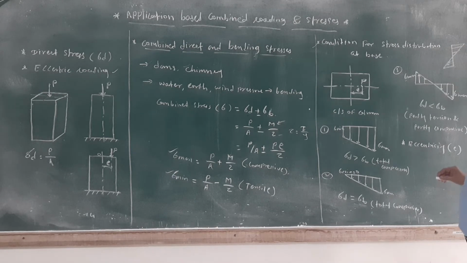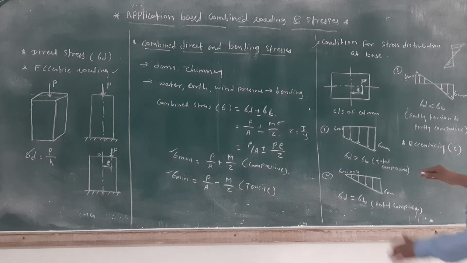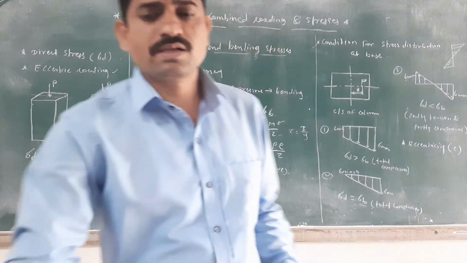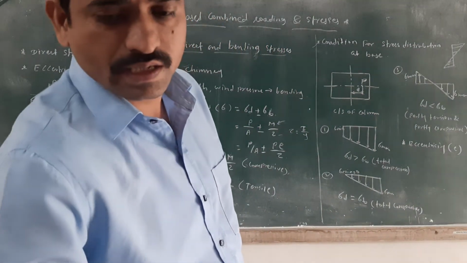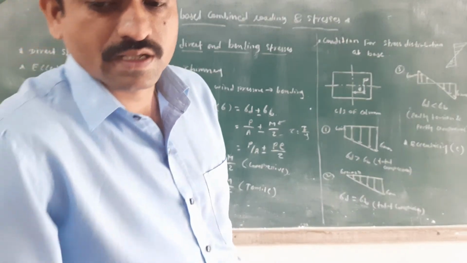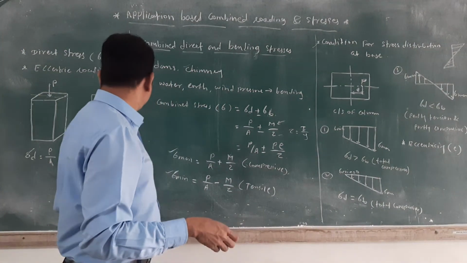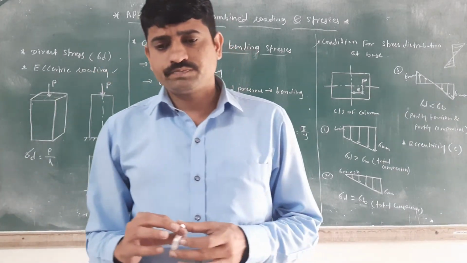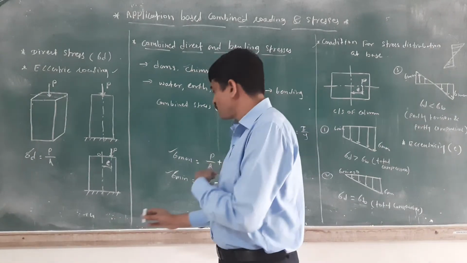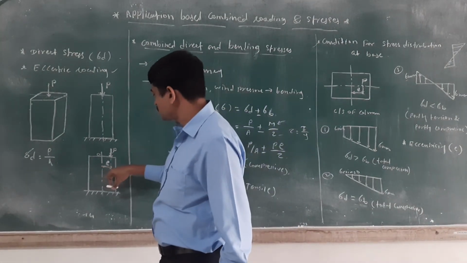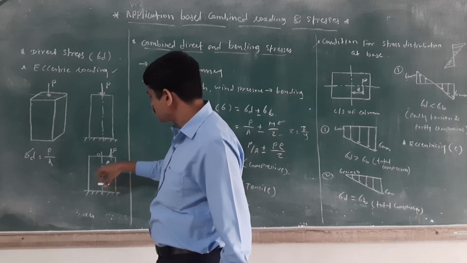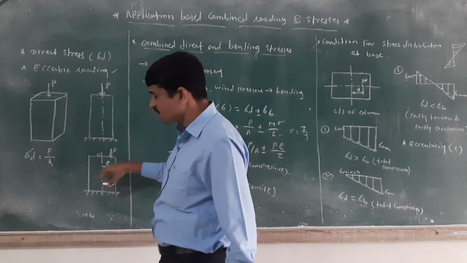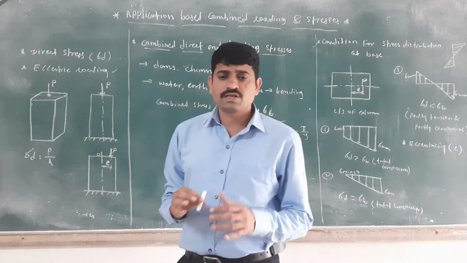Right, we have already seen that in unit number 3. You should remember those 3 conditions. Then after that, we will see the eccentricity. I have explained it already. Eccentricity is nothing but the horizontal distance between the line of action of the force and the centroidal axis.